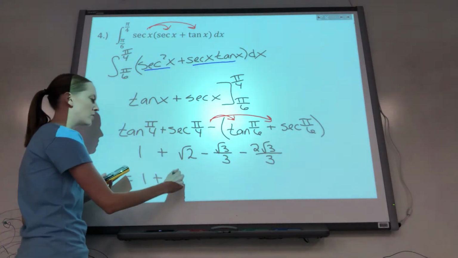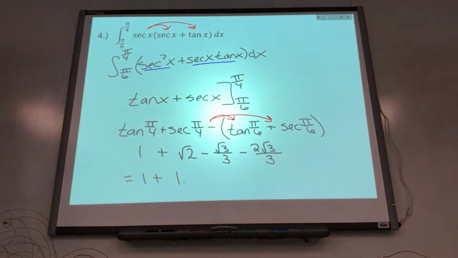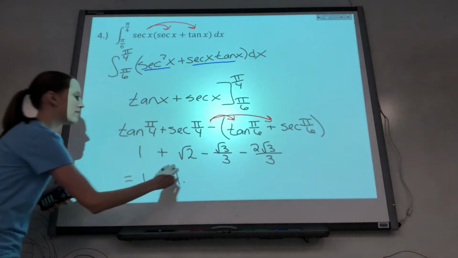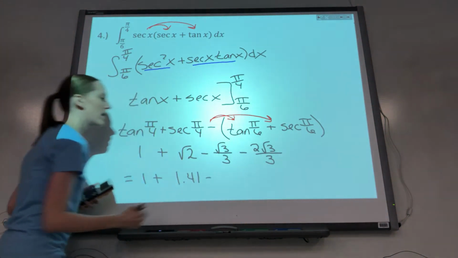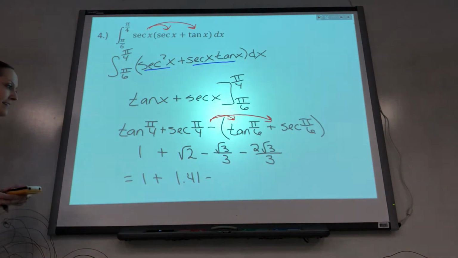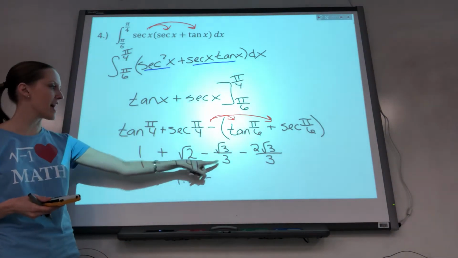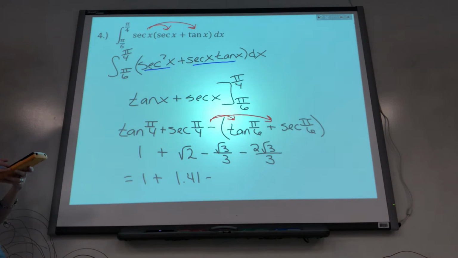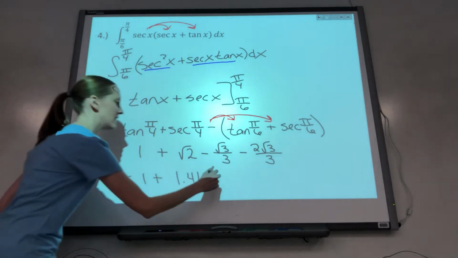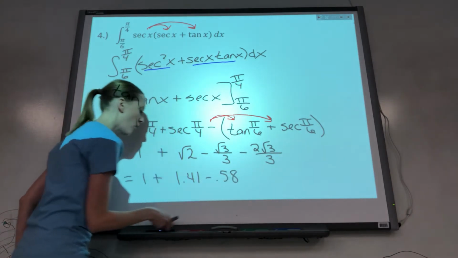Square root of 2, and it doesn't really bother me how many decimal places you leave. I think I left 2, but the more the merrier, I guess. 1.41 for that. Now radical 3 over 3. Be careful when you type that in. That's like a 0.58. So I'm subtracting 0.58.